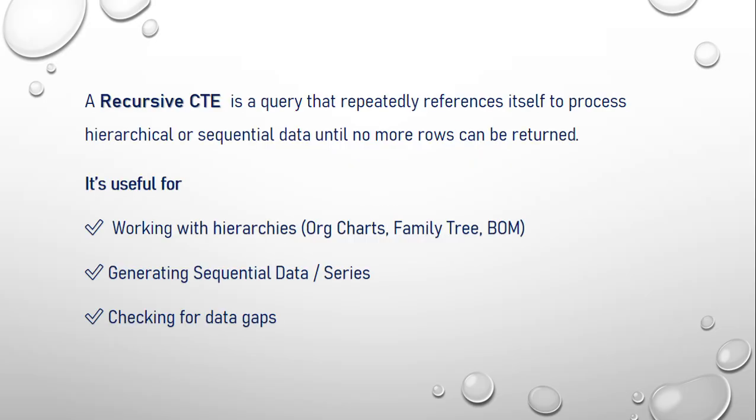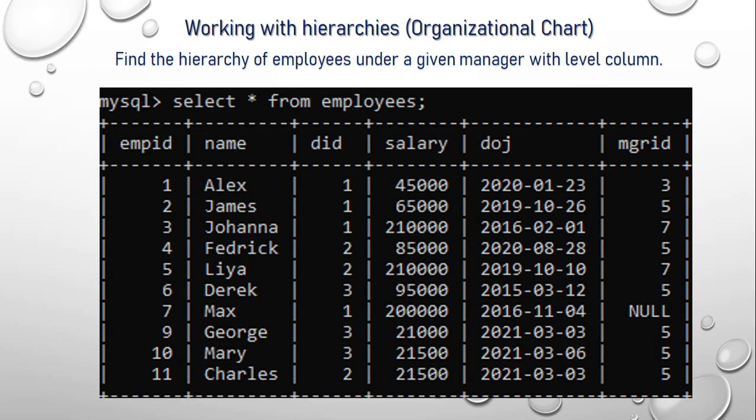In this video, I would explore the topic Recursive CTE of SQL. A recursive CTE is a query that repeatedly references itself to process hierarchical or sequential data until no more rows can be written. It's useful for working with hierarchies, generating sequential data, and checking for data gaps. Let us look at each purpose with the use cases.